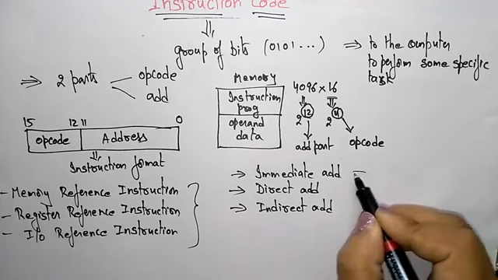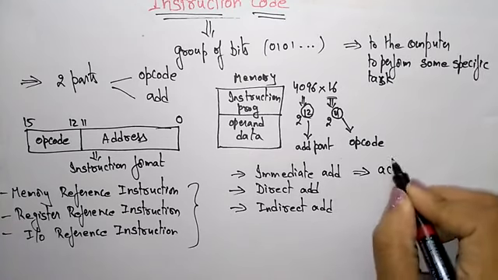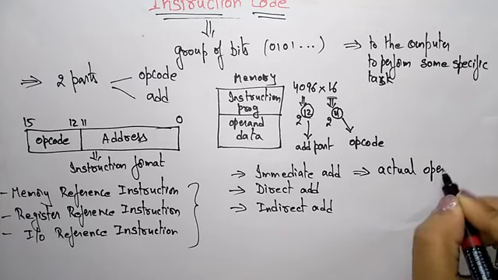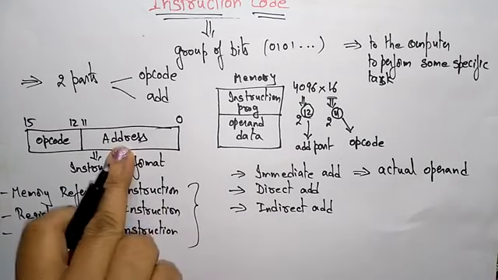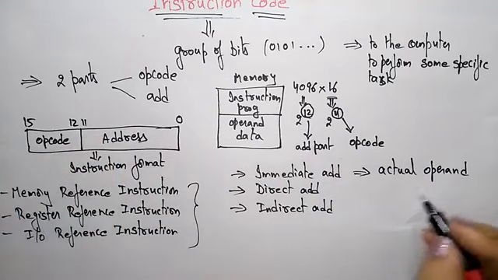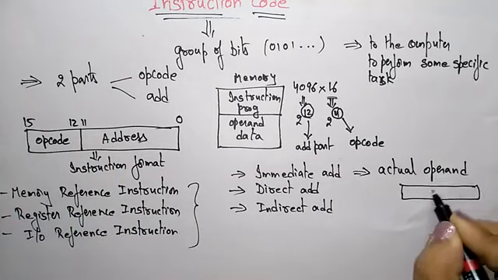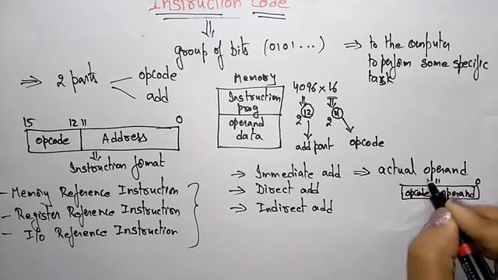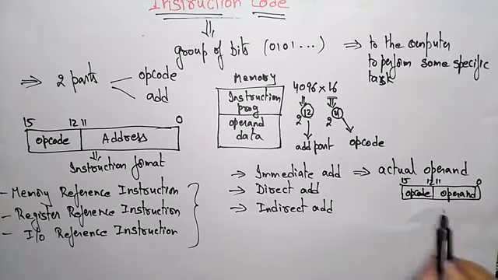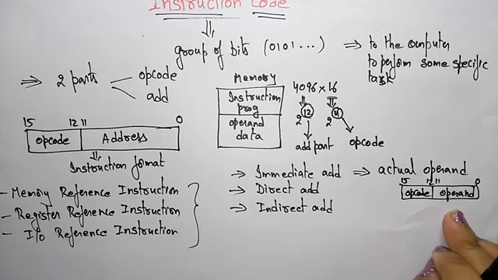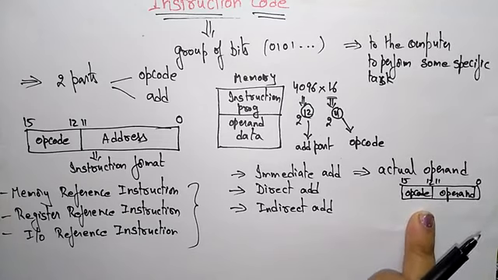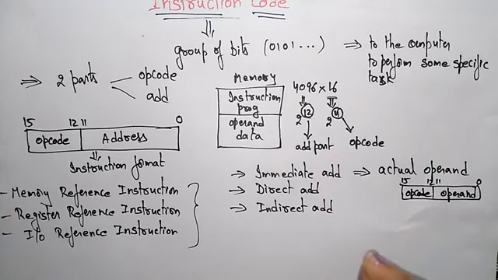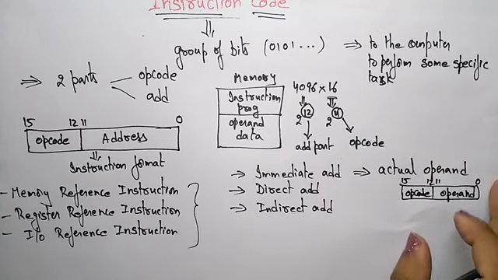Immediate means it specifies the actual operand. So the actual operand will be present in the immediate address, that is, the opcode and the operand, bits 0 to 11 and 12 to 15. So this is the immediate address: the opcode and the operand will be present. Then the processor understands this is an immediate address. We just get the operand and calculate the operation.